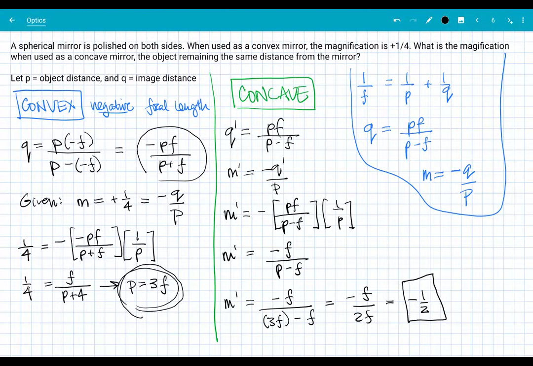Spherical mirrors, these two types of spherical mirrors, convex and concave, are going to be two of the important components for you to learn about as we are doing geometric optics.